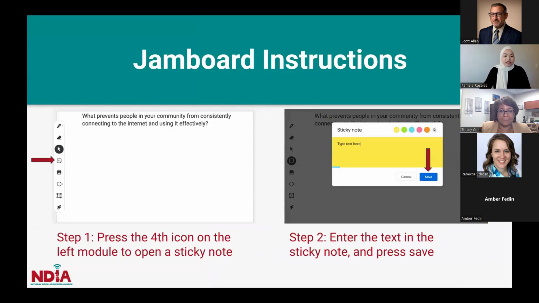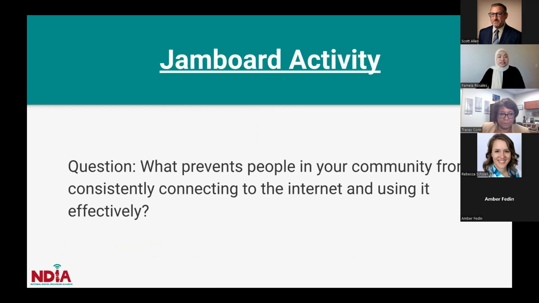So to start off this section, I want to invite everyone to a Jamboard where I invite you all to add throughout the presentation. Here's a little instruction guide on how to add a sticky note to the Jamboard. The Jamboard is essentially a virtual whiteboard. So you've got a module on the left side of the Jamboard. If you click on the fourth icon, you'll be able to add a sticky note there. And throughout the presentation, I want you all to reflect on your community, and you can list what prevents people in your community from consistently connecting to the internet and using it effectively.